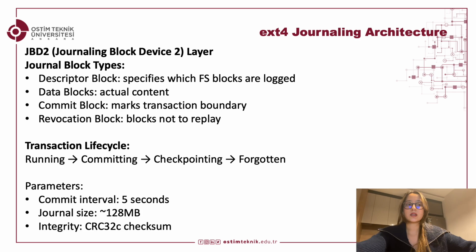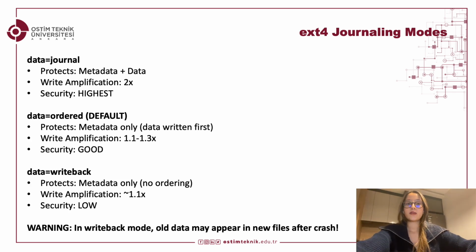Each transaction goes through 4 phases. Running accepts modifications, committing writes to journal, checkpointing transfers to main storage, and forgotten reclaims journal space. ext4 offers 3 journaling modes with different reliability performance trade-offs.